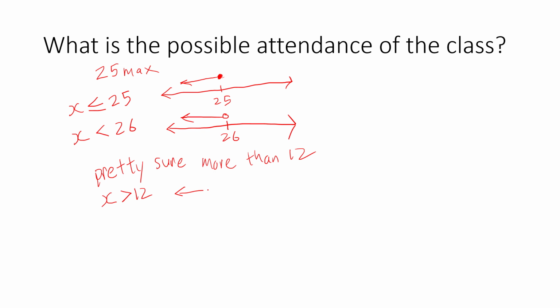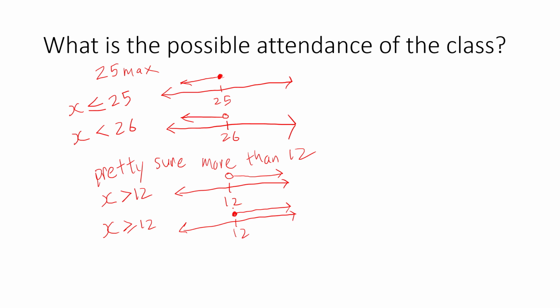And on a number line, it will just be 12. And a number line travels from smaller to larger. So more than 12 will be a circle, and towards the larger direction. And if you want to represent X is larger or equal to 12, then all you have to do is to change the circle into a dot because it encompasses 12.